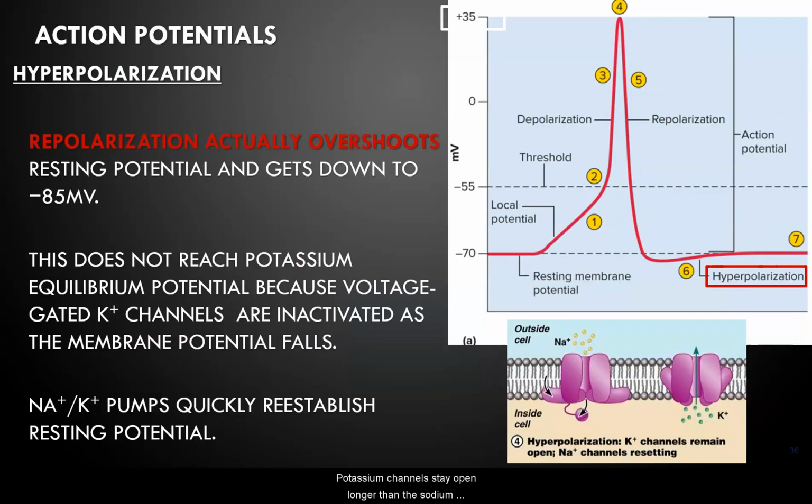The potassium channels stay open longer than the sodium channels, so more potassium will leave the cell than the sodium that entered. Therefore, this membrane potential, the voltage here, actually drops to 1 or 2 millivolts more negative than that original negative 70. This is an overshoot, and it's called hyperpolarization. Now, we don't reach an equilibrium because we have those sodium-potassium pumps that are quickly going to reestablish the resting membrane potential.